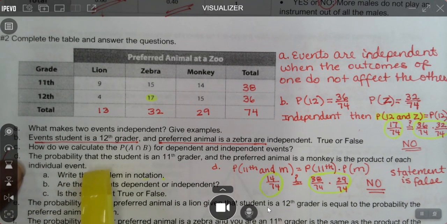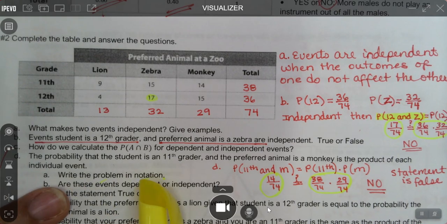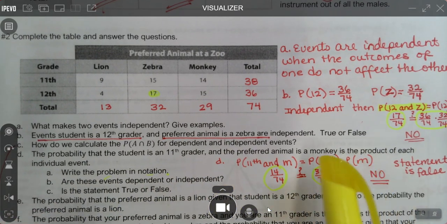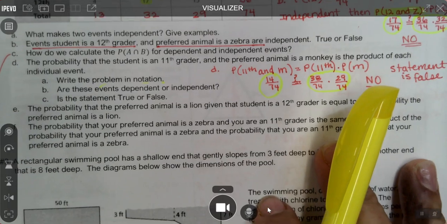So you want to follow this kind of mentality. Write the product in notation, get the numbers, and then see if it's true or not.